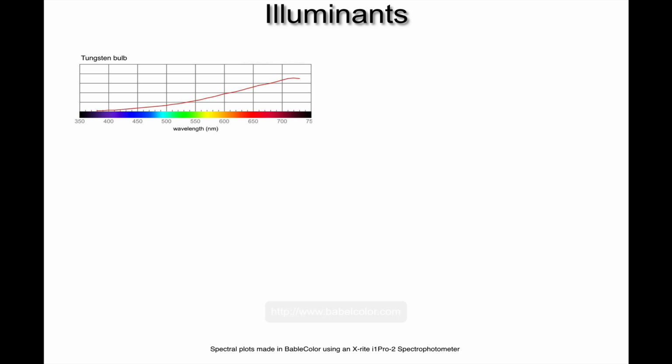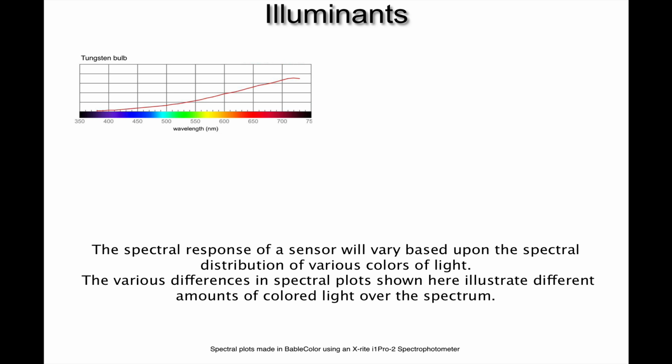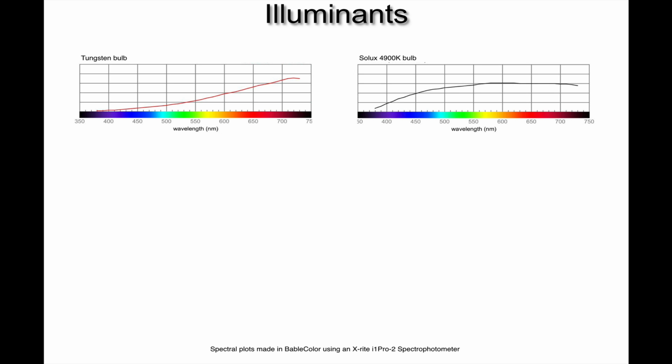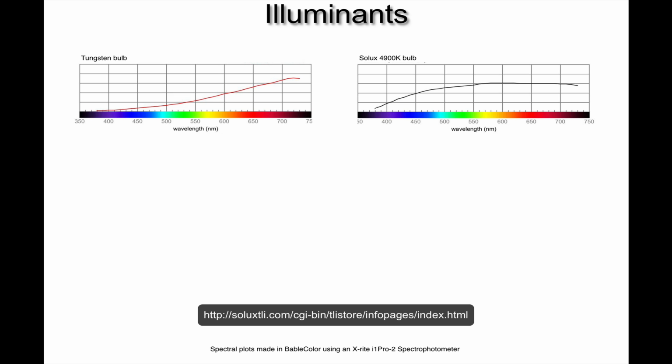Now, what I've done is I've used a really nice little product called Babel Color with my X-Rite i1 Pro spectrophotometer. I put the ambient head on, and I'm able to actually measure different illuminants. And what you're seeing here is the spectral plot of a tungsten bulb. What is important here is not all of the little numbers and so forth. What you really need to do is pay attention to the shapes of these particular illuminants. So this is tungsten, and you can see how it sort of ramps up from the blue color wavelength into the redder color wavelengths. And let's compare that to a spectral plot of a Solux 4900 Kelvin bulb.